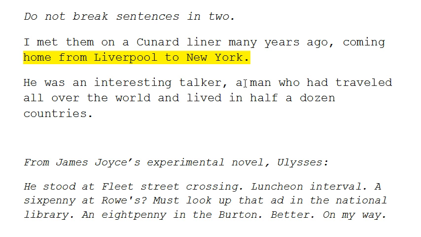He was an interesting talker, a man who had traveled all over the world and lived in half a dozen countries. What is the dependent clause there doing? It's modifying the noun talker and giving some extra information about that particular actor. Now, by bringing the dependent clause and connecting it and joining it to the independent clause, we've created a complete sentence, a complete thought, and we've eliminated the problem of the sentence fragment.